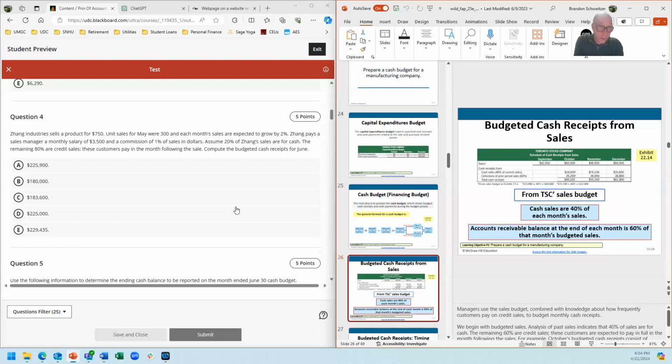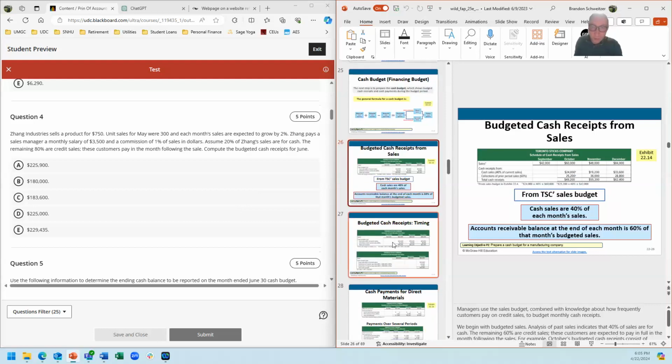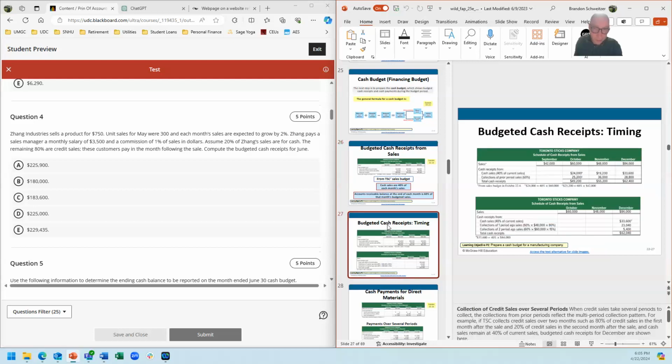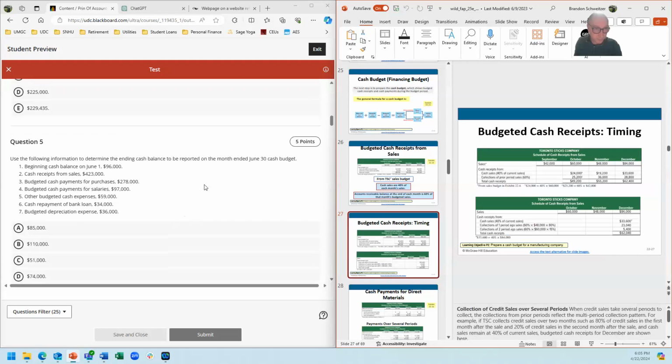Question 4. Company sells product, sales expected, and so on. This is again looking at the cash budget. Remember, this part's talking about receipts, timing of receipts. How do I know? Because it's talking about the months, and we're talking about growth, and we're talking about receipts and sales dollars. Compute the budget cash receipts. So that's going to be this slide, chapter 22.